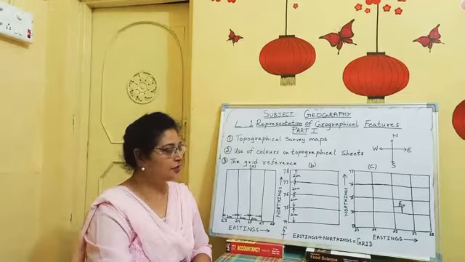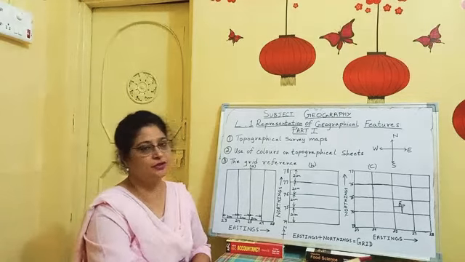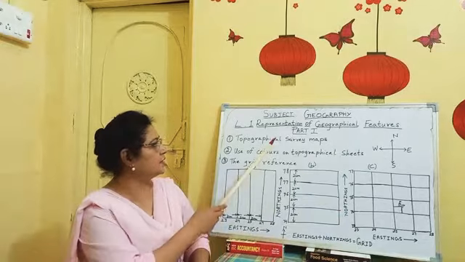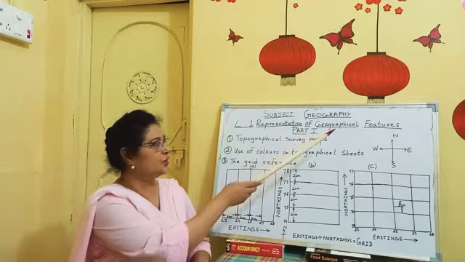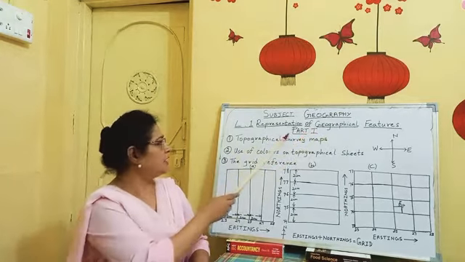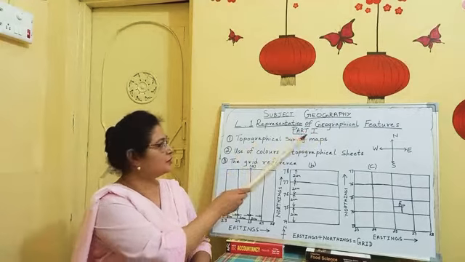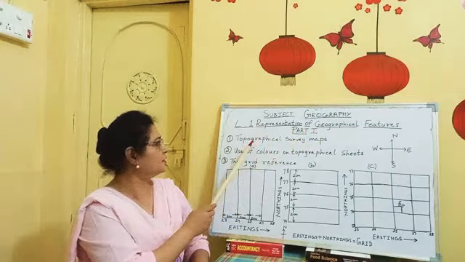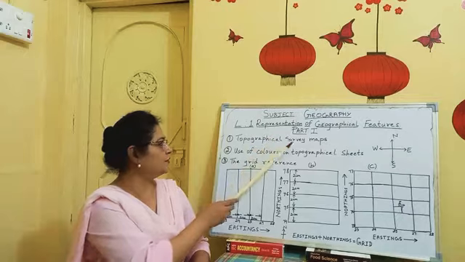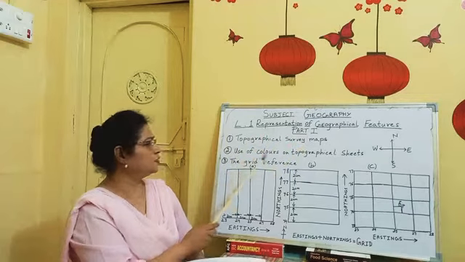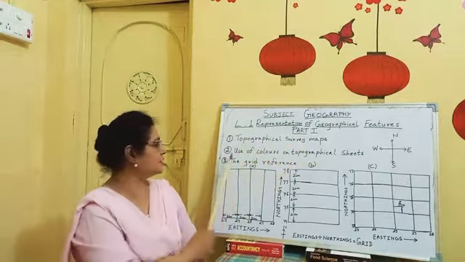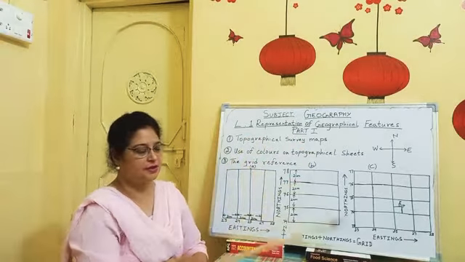We stop here today, children, and we have covered the 3 topics of this lesson 1, that is the representation of geographical features. I have divided it into 2 parts. This is part 1 which we have done today. That is topographical survey maps, second, use of colors on topographical sheets, and third, the grid reference.